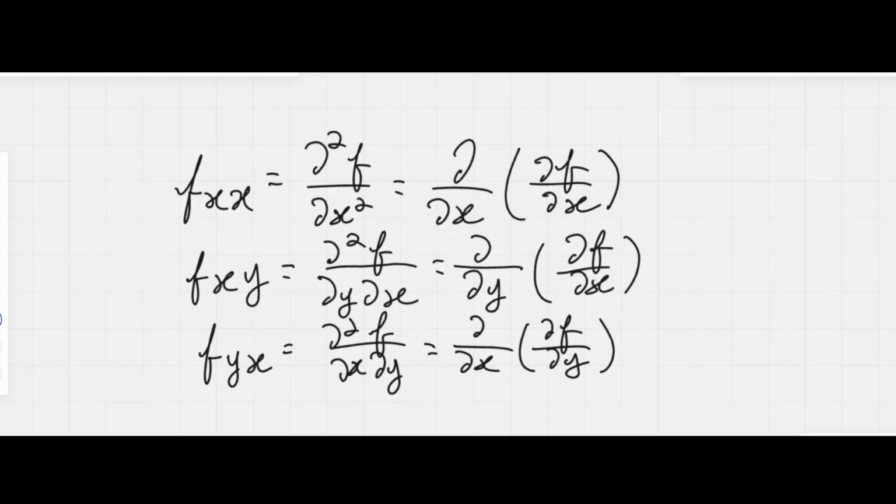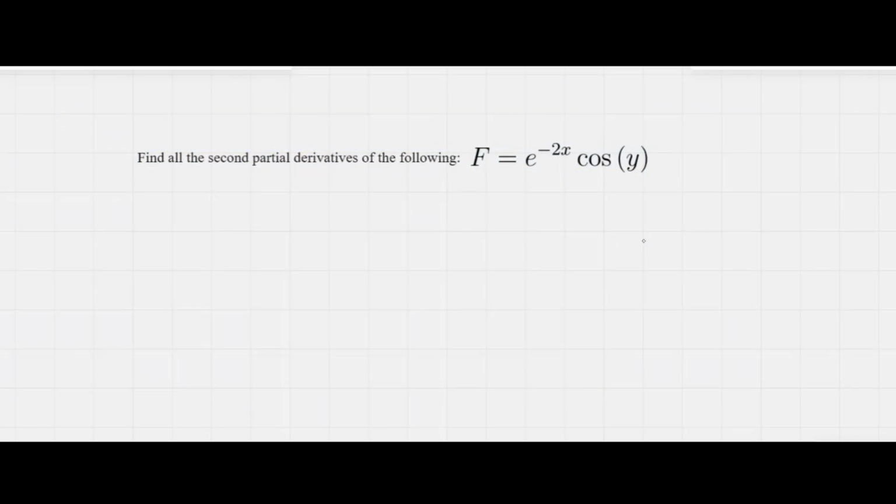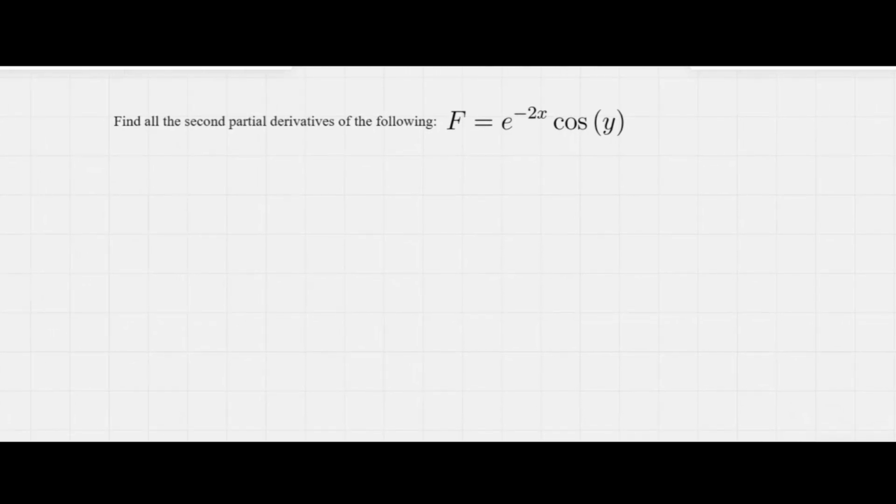All right, so let's go to our first example of what a higher order partial derivative question might look like. This question is asking us to find all the second partial derivatives of the following function, the function being f equals e to the power of negative 2x cosine y. Okay, let's break this down. We are first trying to find the partial derivative of f with respect to x, treating y as a constant. This is pretty easy. We've done this before.